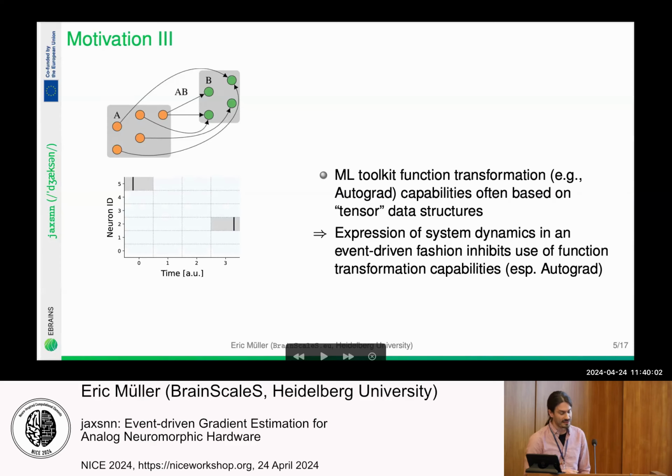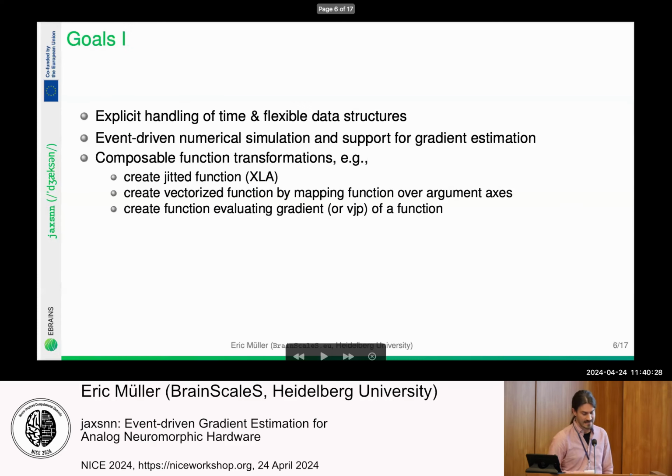Because of that, and there are also reasons for why machine learning toolkits are nice. So for example, the autograd functionality, and typical toolkits like PyTorch rely on the tensor data structures to implement this autograd functionality. Because of that, we want to basically look at what can we do about it. Yeah, so how can we get to high time resolution, to event-based mechanics or event-based numerics in the system, while still getting the benefits from machine learning frameworks.